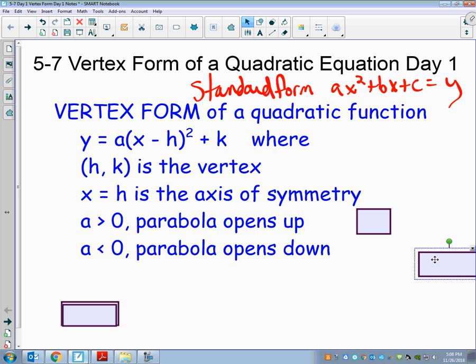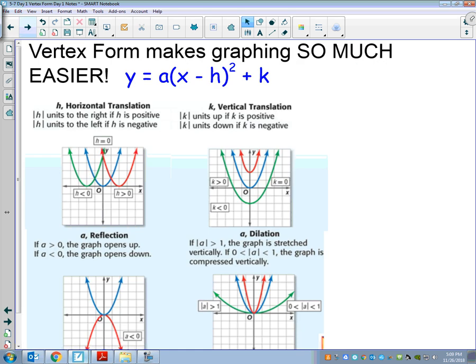So what does this mean for us? If something is in vertex form, it means we can graph it much easier, and it means we can find the vertex a lot easier. So remember that in our transformations, if a number is added or subtracted inside the function, so x minus h squared, inside the squared part, that's going to be a horizontal translation. That means that it's going to move it to the left or to the right, just moves the vertex x coordinate. The k value is your vertical translation, so that moves your graph up and down.